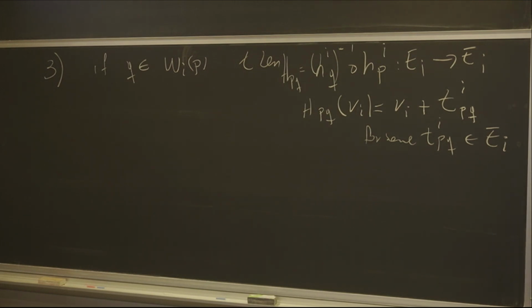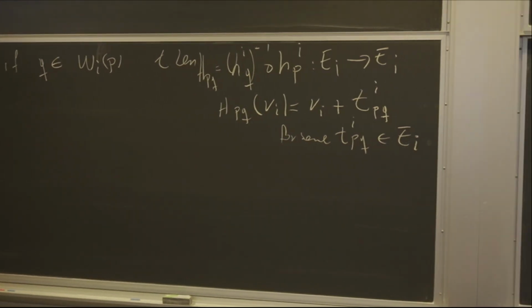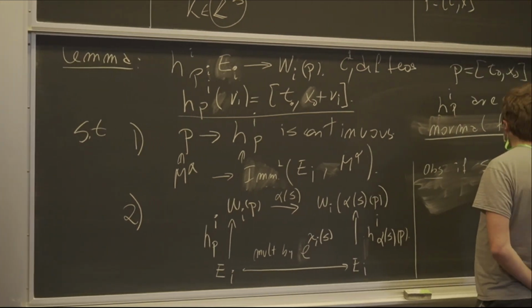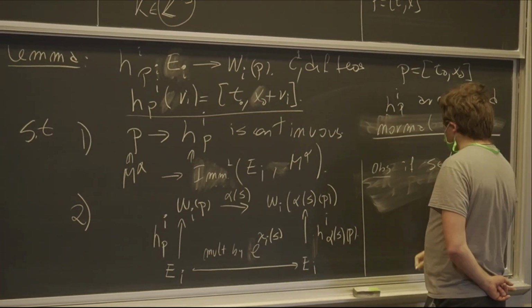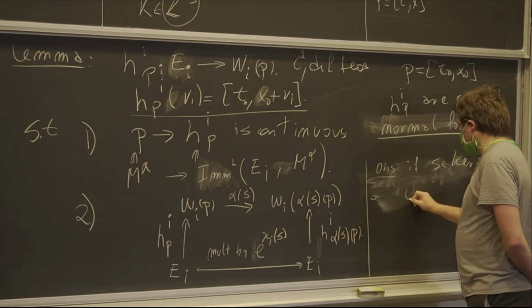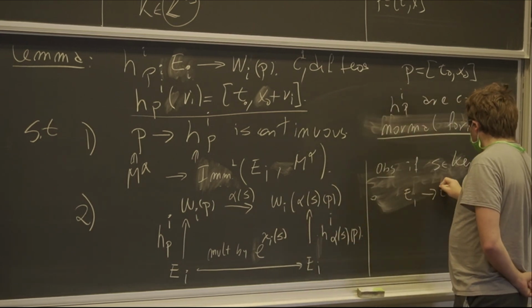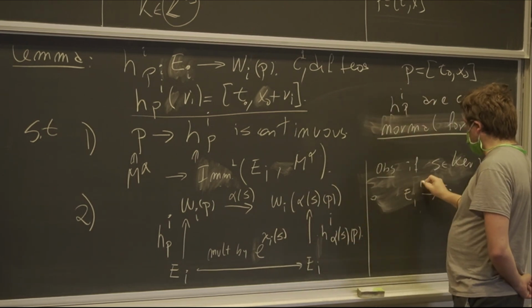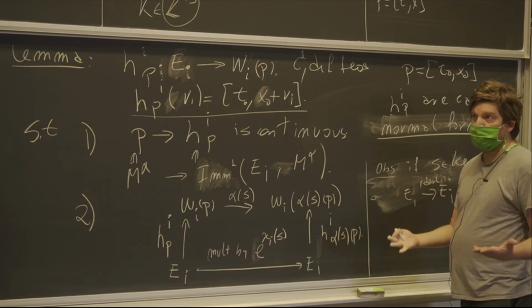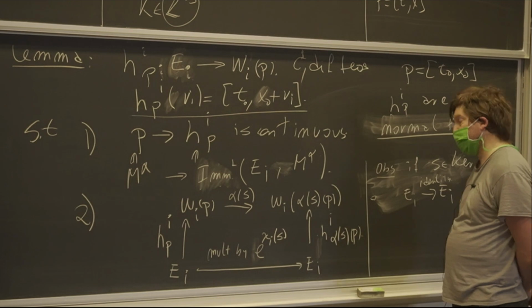So maybe one more observation here is that if S belongs to the kernel of chi I, then in these coordinates, what I get is just identity and nothing else.